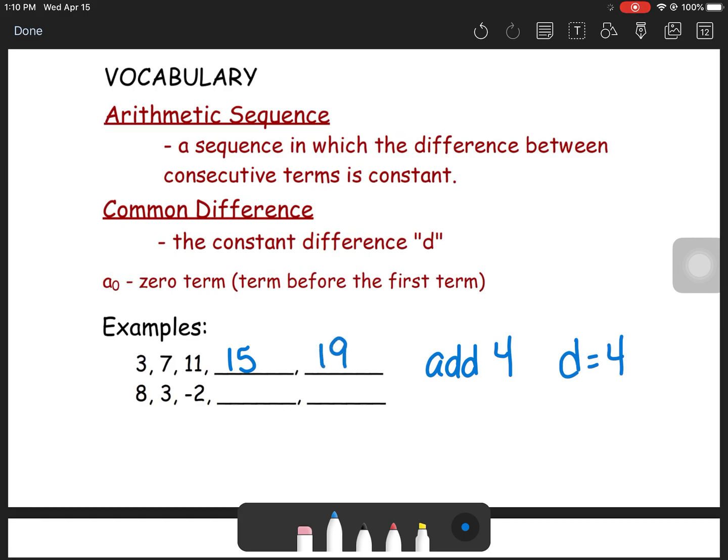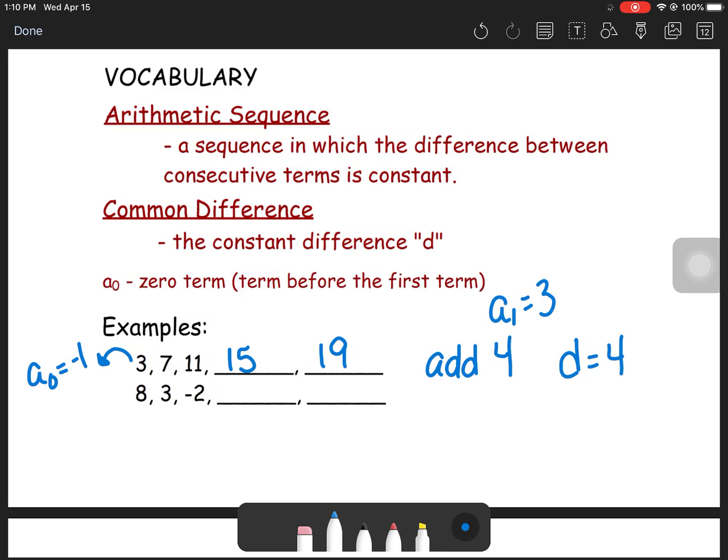So our first term in this sequence, a sub 1, would be 3. But something that we're going to need when we write our rule is to come up with the term that is before the 3, and we call that our a sub 0 term. So instead of adding 4, we're going to subtract 4 from 3, and our 0 term would be negative 1.